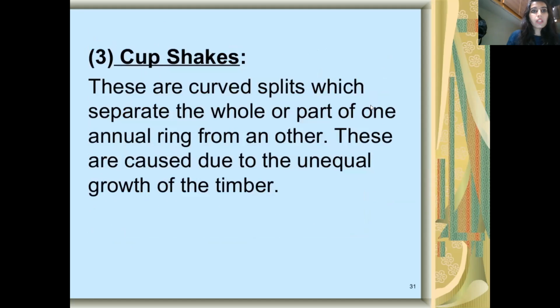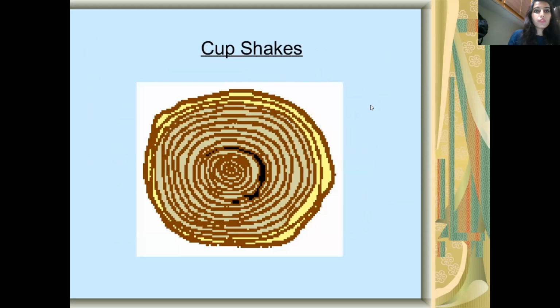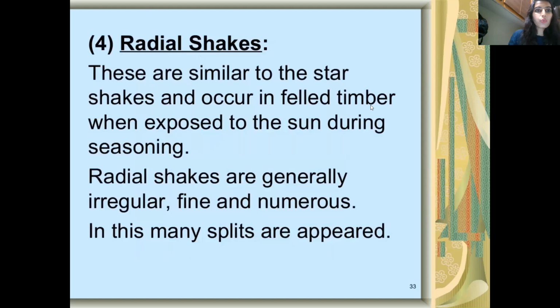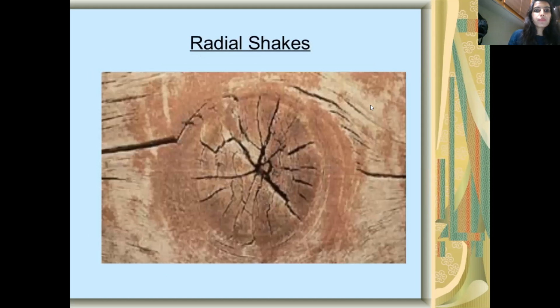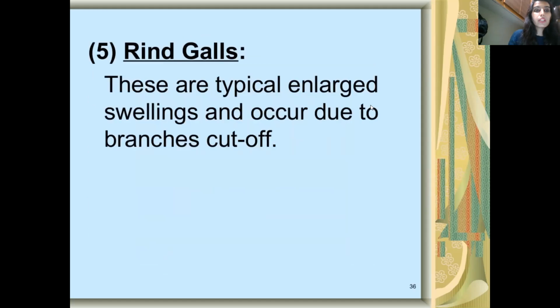Cup shakes. These are the curved splits which separate the whole part of one annual ring from another. This figure shows cup shakes. The fourth one is radial shakes. These are similar to the star shakes and occur in pale timber when exposed to the sun during seasoning. Radial shakes are generally irregular, fine, and numerous. These show radial shakes.